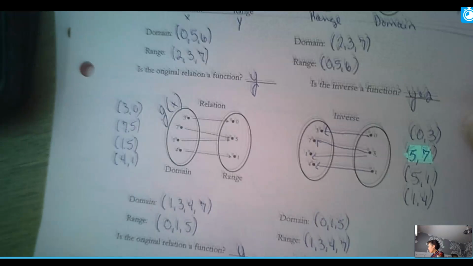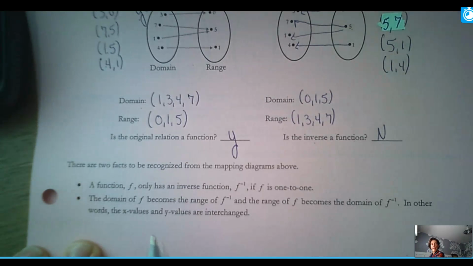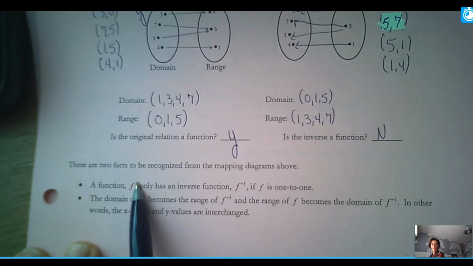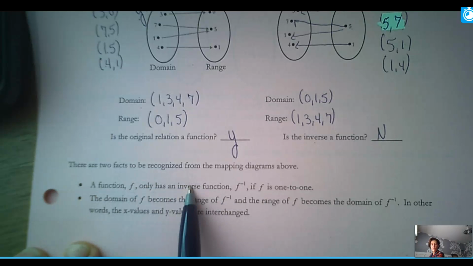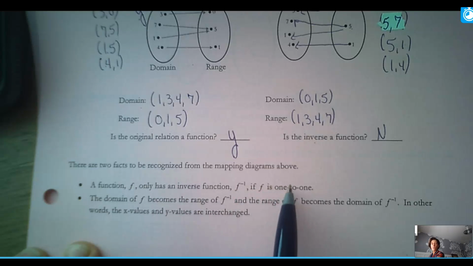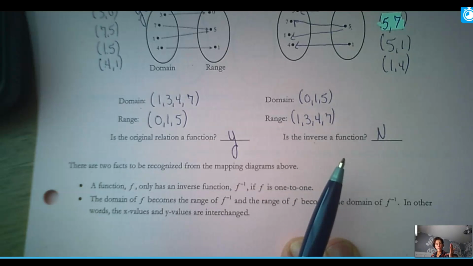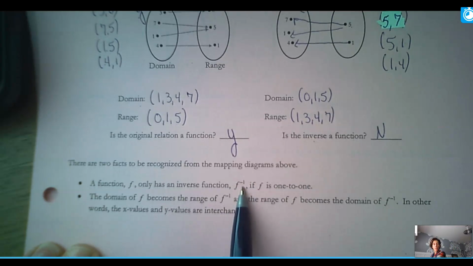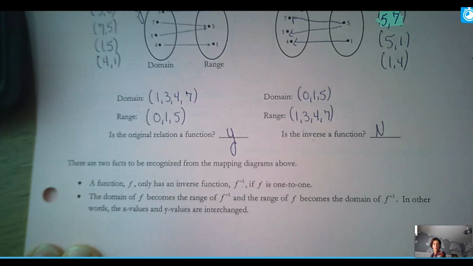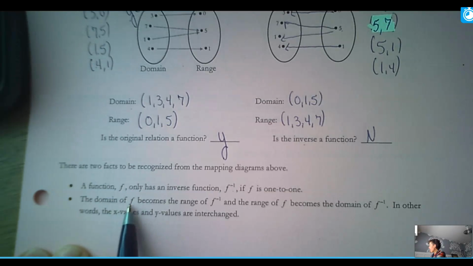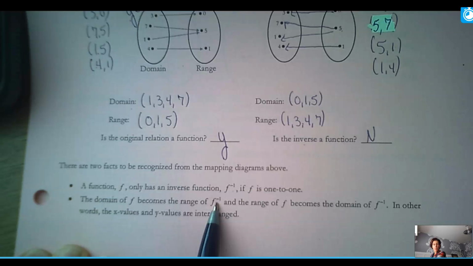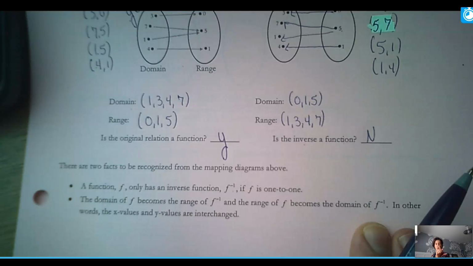All right, so a couple things to really take away from this page. A function f of x only has an inverse function, so it gets this name, if it's 1 to 1. So if a function is 1 to 1, then when you find its inverse, it gets to have this special function notation of the -1. If it's not 1 to 1, then the inverse is not a function. And this just says that the domain of f becomes the range of its inverse, and the range of f becomes the domain of its inverse. So the x's and y's switch spots. Okay? All right, let's jump to the next page.